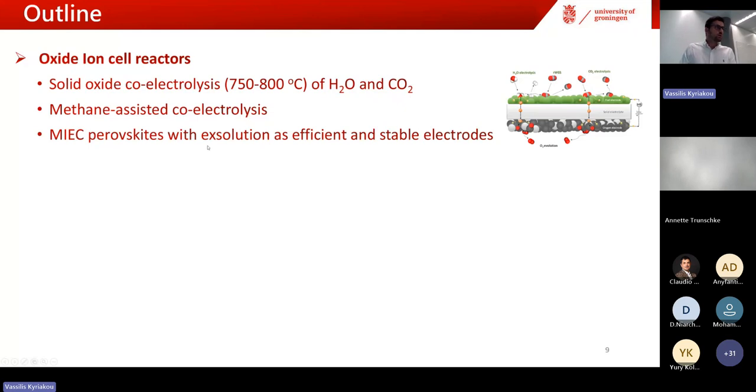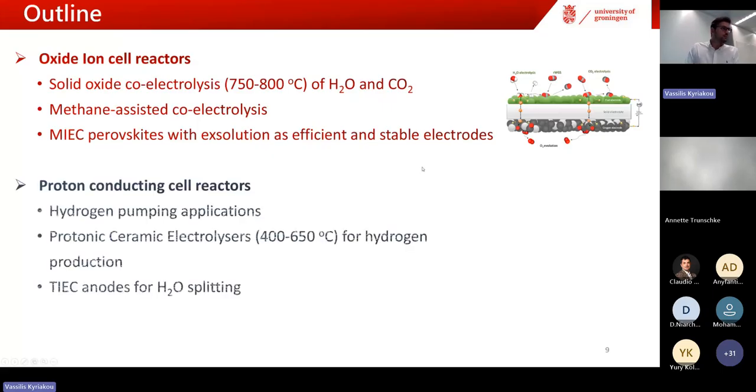And for that, we are using MIEC perovskites, so mixed ionic electronic conducting perovskites. So ions can be oxide ions in this case, and electrons for the conductivity. And we discuss the efficiency and the stability.